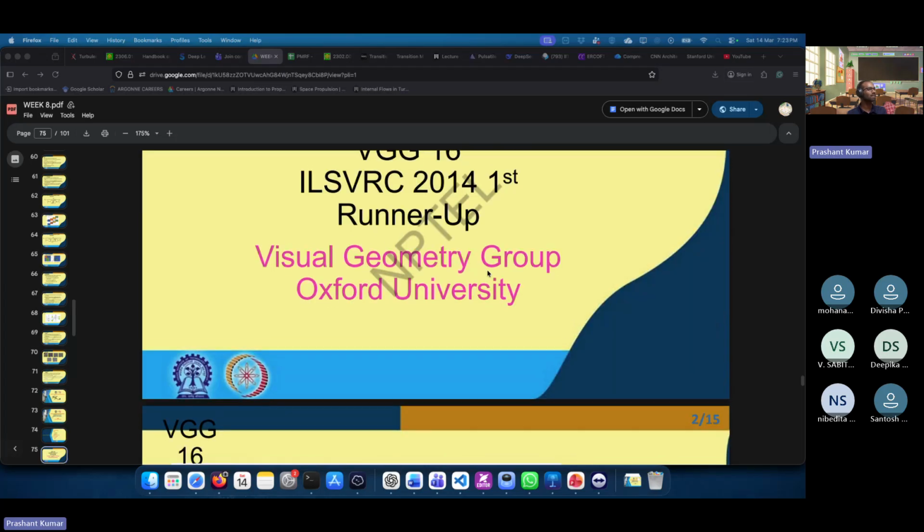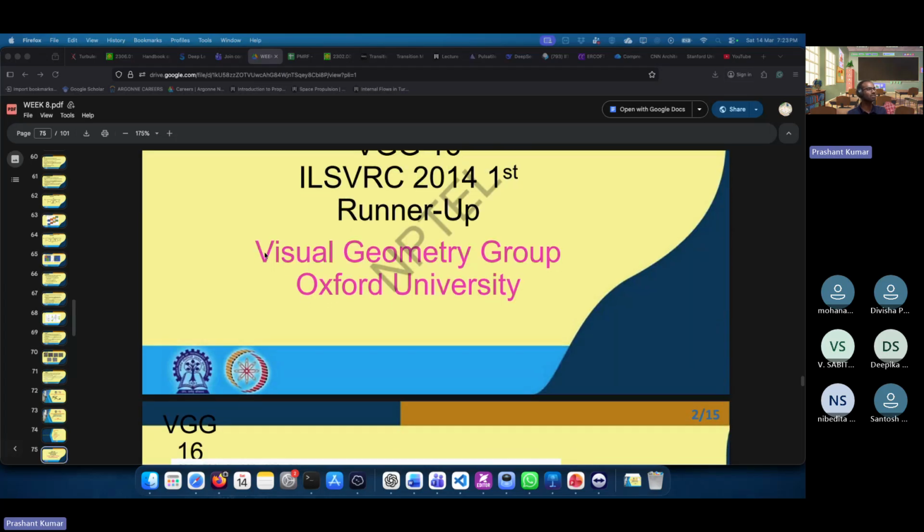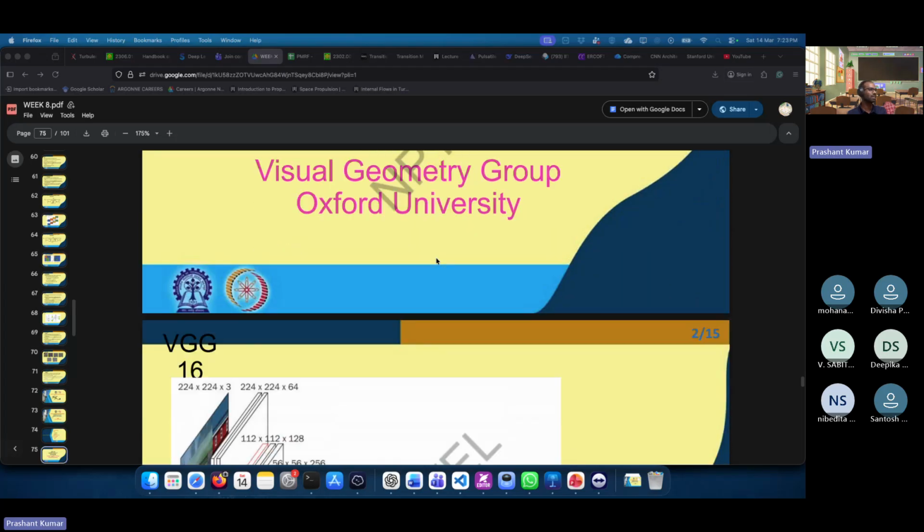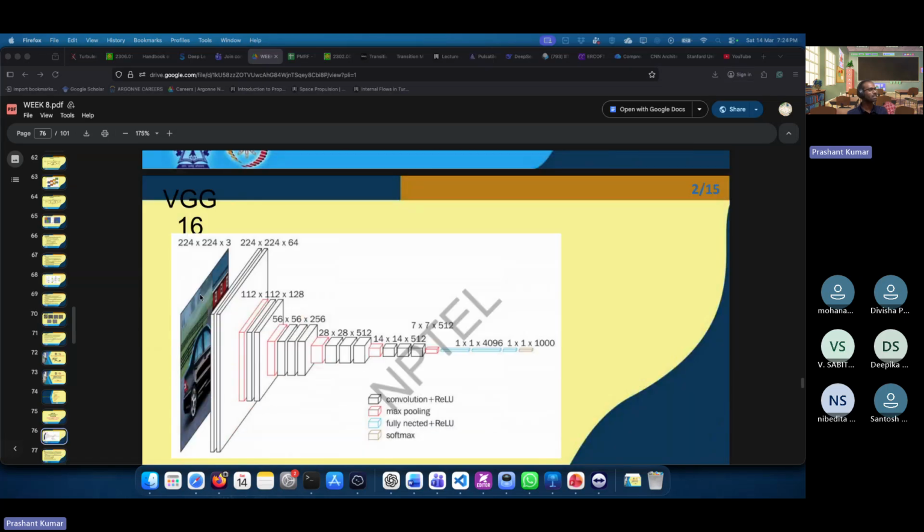And similarly, we have the other network called Visual Geometry Group by Oxford, which is also doing the same thing. However, previously we were using convolutions of 11 by 11 or 5 by 5. Here they are using convolutions of 3 by 3 only.